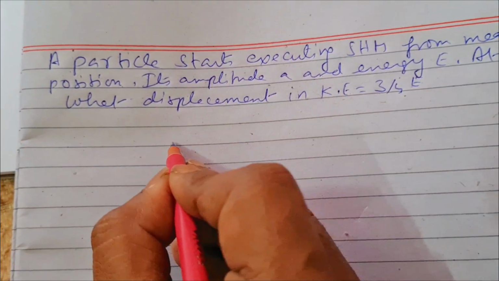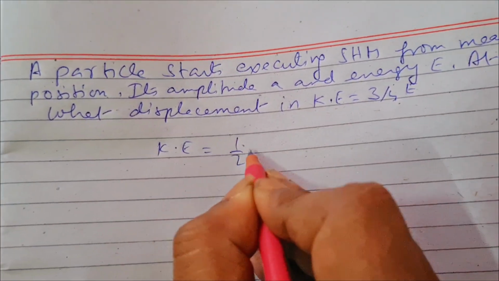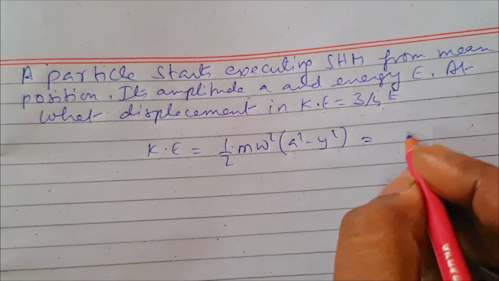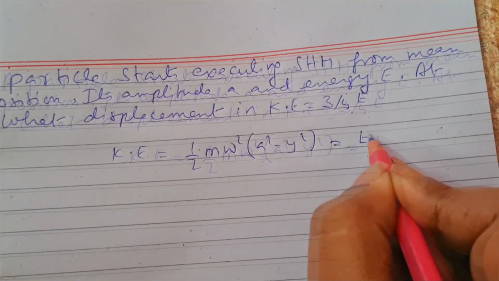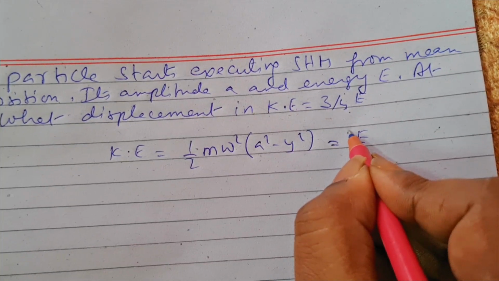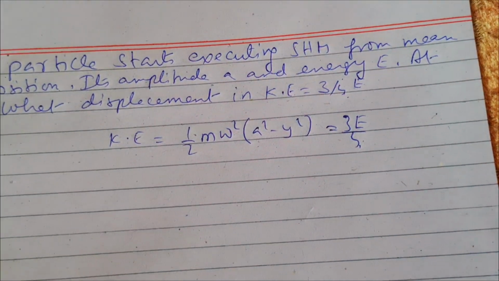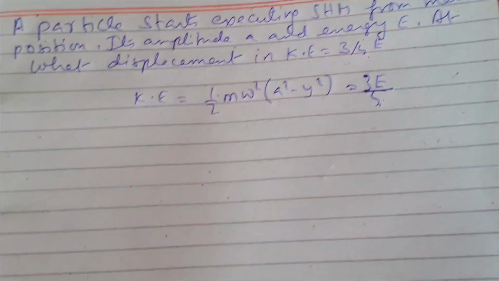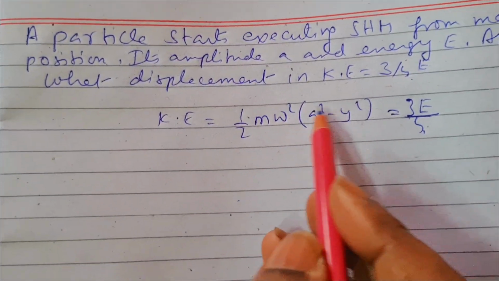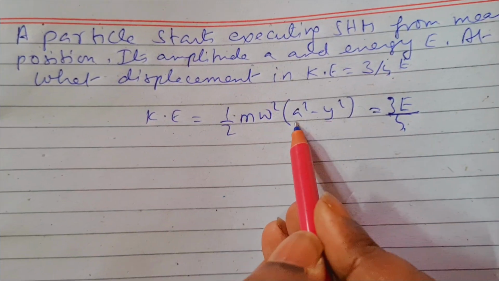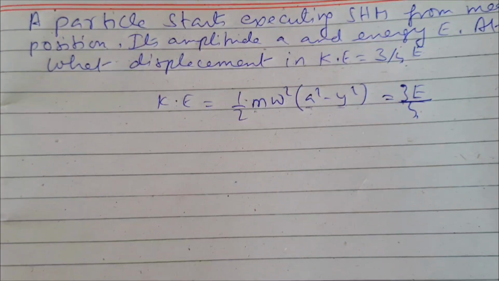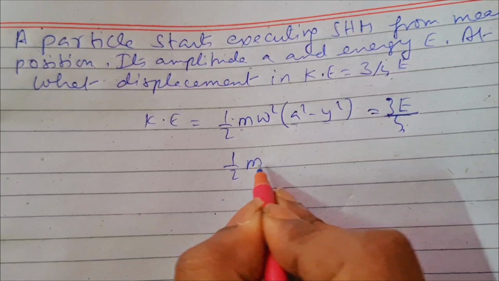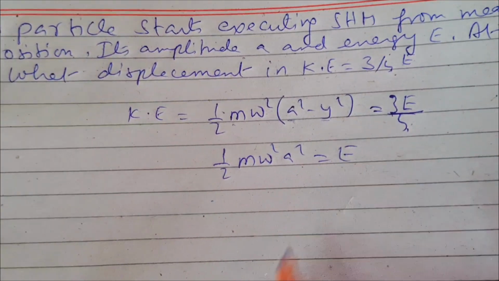So what we know: kinetic energy equals half m omega square into a square minus y square. That is half m omega square into a square minus y square equal to 3/4 of E. As they have told, y is the displacement, a is the amplitude, m is the mass, and omega is the angular velocity. It is equal to 3E by 4. But we know half m omega square a square equals E.